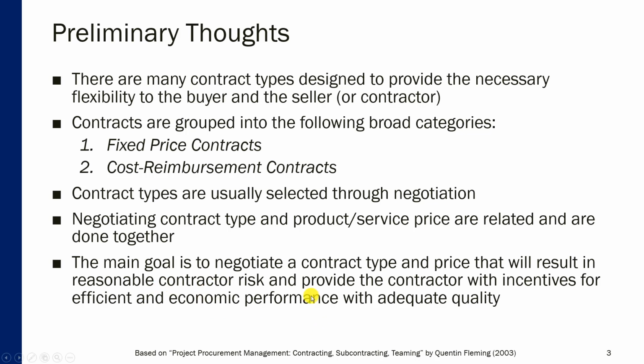So there needs to be a fair distribution of risks, and also the contract needs to be written in such a way where it provides the necessary risk protection for the buyer, but at the same time gives the seller or contractor incentives to show good performance on this particular job. So this is the main goal of drafting and negotiating a good contract for a particular procurement need.